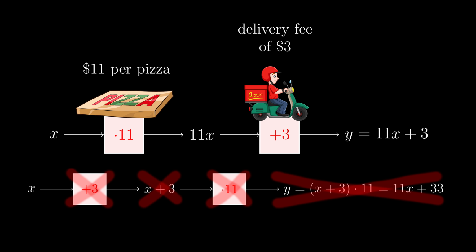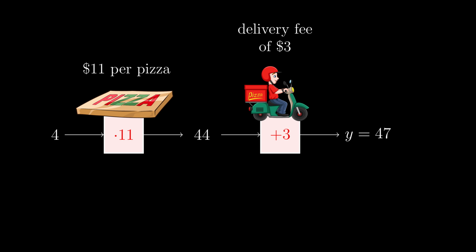You cannot add the delivery fee to X, because X is a number of pizzas, and not an amount of money in dollars. And that way, the delivery fee does not get multiplied by the number of pizzas as well. If you order x equals 4 of those pizzas, you get a total charge of $47.